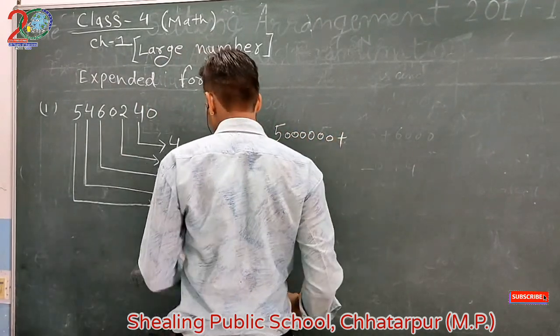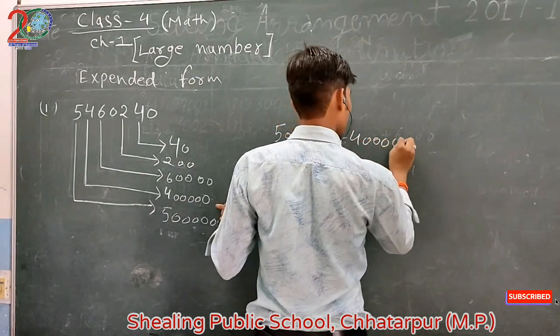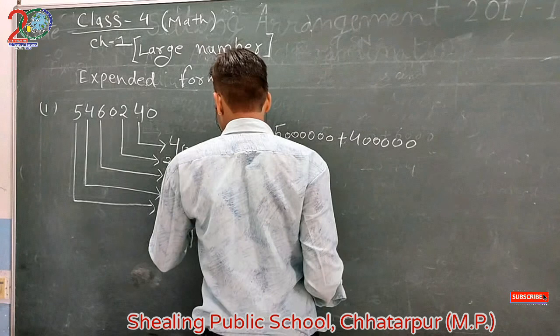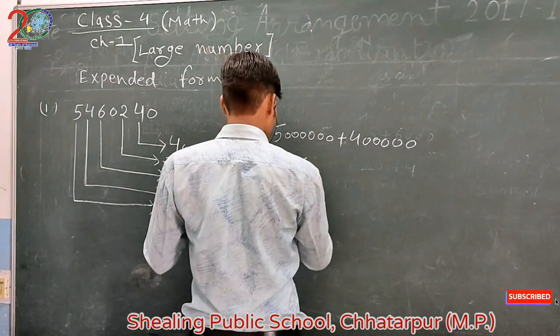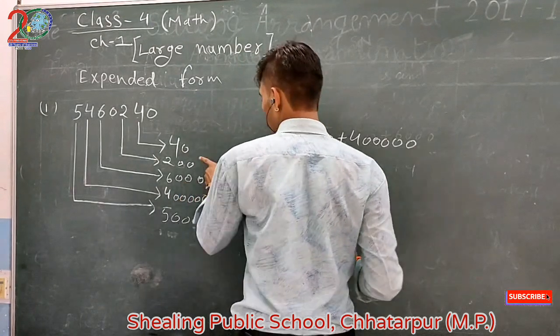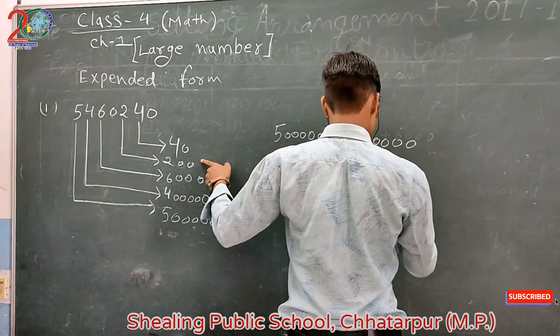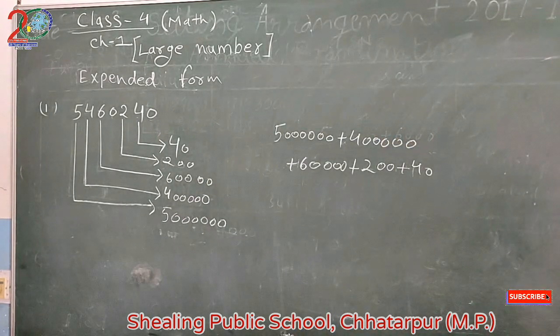Then this number. Okay. Then this one. Then 200. Then 40. Like this. Okay. So you know how to write down the expanded form of that number. You understand how to write down the expanded form.